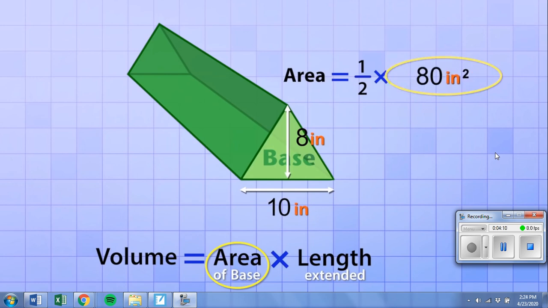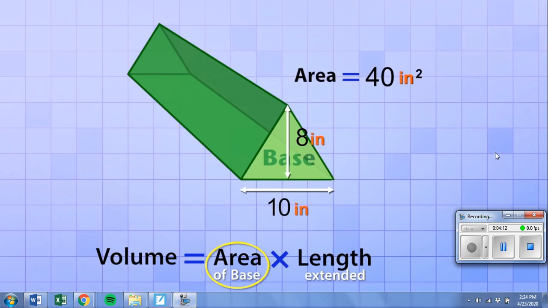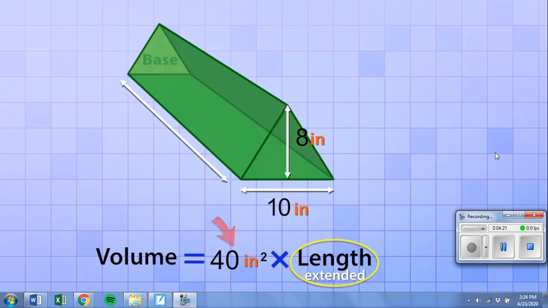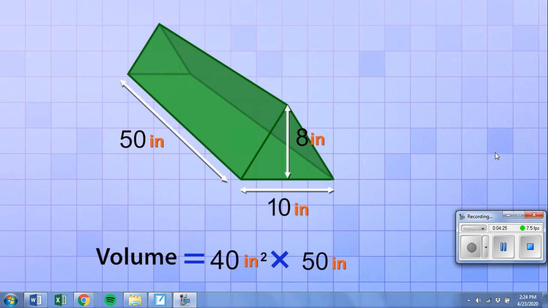10 times 8 is 80, and 1/2 of 80 is 40, so the area of the triangle is 40 inches squared. Now all we have to do to find the volume is to multiply that area by the length that it was extended. We're told that the length is 50 inches, so we multiply 40 inches squared by 50 inches, and we get 2,000 inches cubed. That's the volume of this prism.